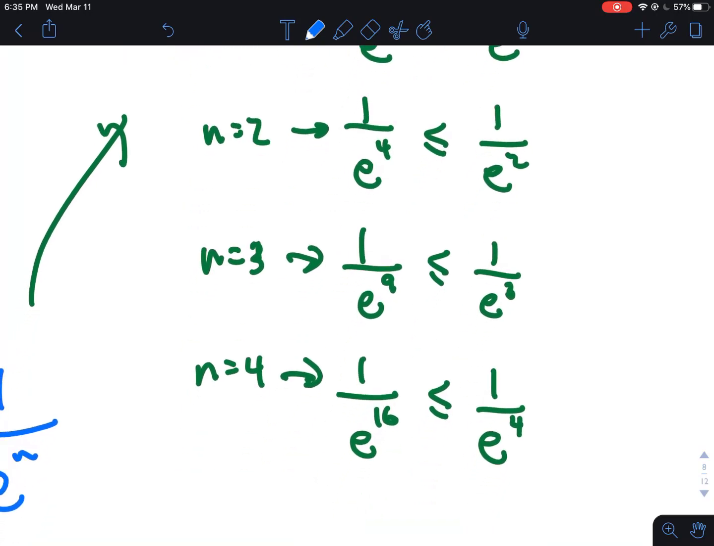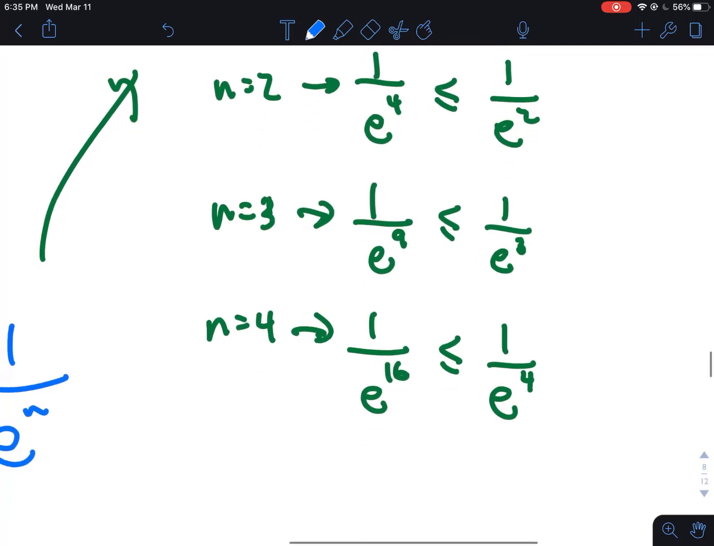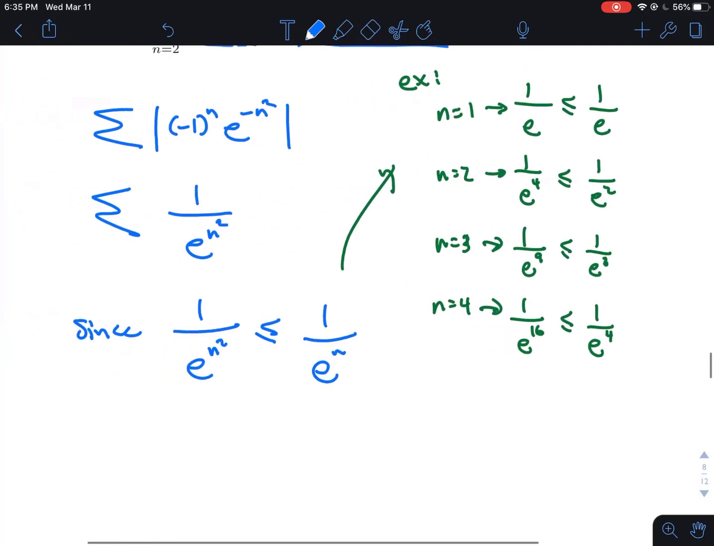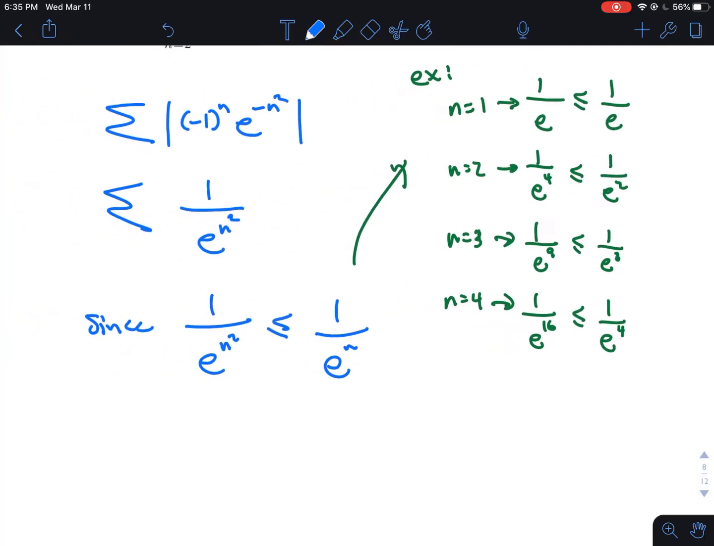1 over e to the 9, right, is going to be less than 1 over e cubed because, again, we've divided by a larger number. And when you divide by that larger number, again, you get a smaller quantity. And so the trend just continues. And so I say, fine, right, that inequality holds. Who cares, right? How does this help us?